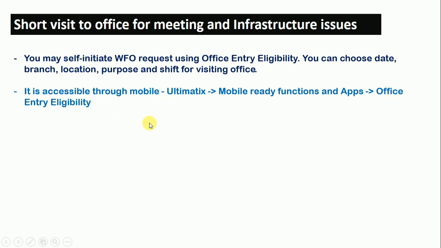However, the path that I followed was I went to GESS and after that I chose my profile, and there you will be able to find an option like office entry eligibility or something like that, and you can easily initiate your request.